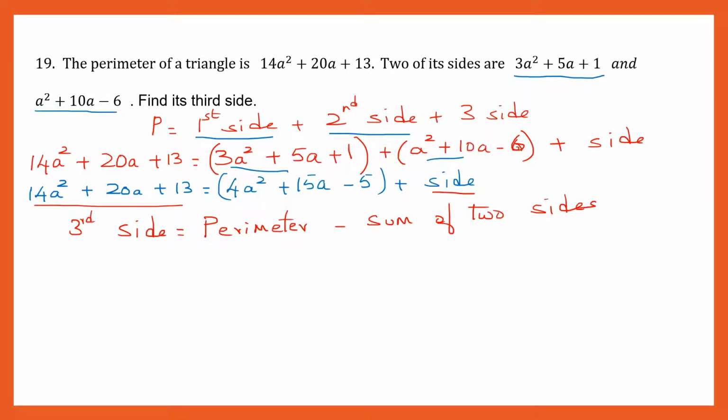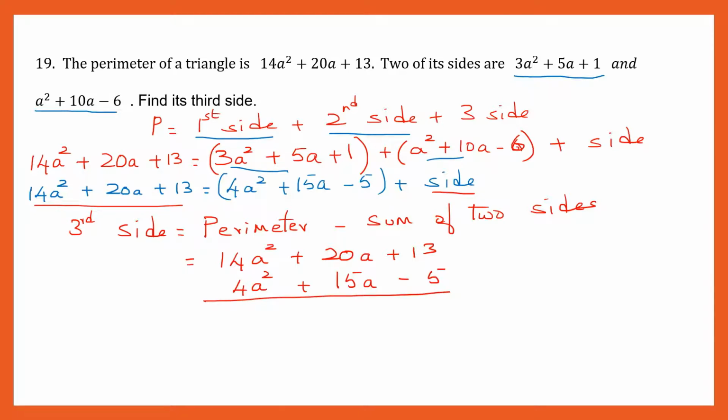To find the third side, I have to do perimeter minus sum of two sides. So perimeter is 14a square plus 20a plus 13, and sum of two sides is 4a square plus 15a minus 5. And since it is subtraction, I need to change the sign. So this is plus here. I'm going to change the sign of the second row, minus, minus, and plus.